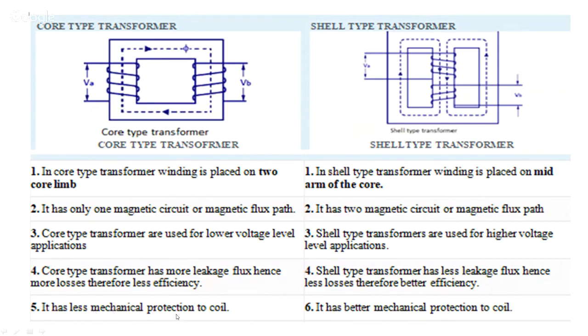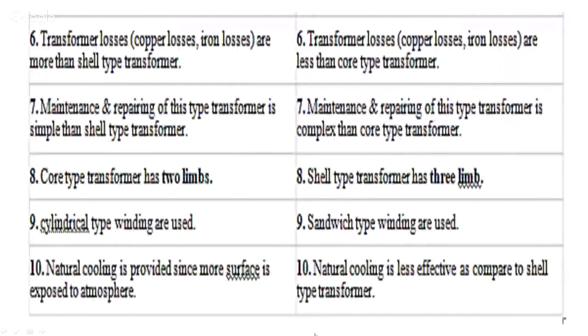Core type has less mechanical protection to the coil because the coil is outward. So here there is less mechanical protection. Whereas here it has better mechanical protection to the coil because the core is surrounding the coil. So the coils are safe inside the core. Further, transformer losses, that is copper loss and iron loss, are more in core type transformers, whereas losses are comparatively less in shell type transformers.